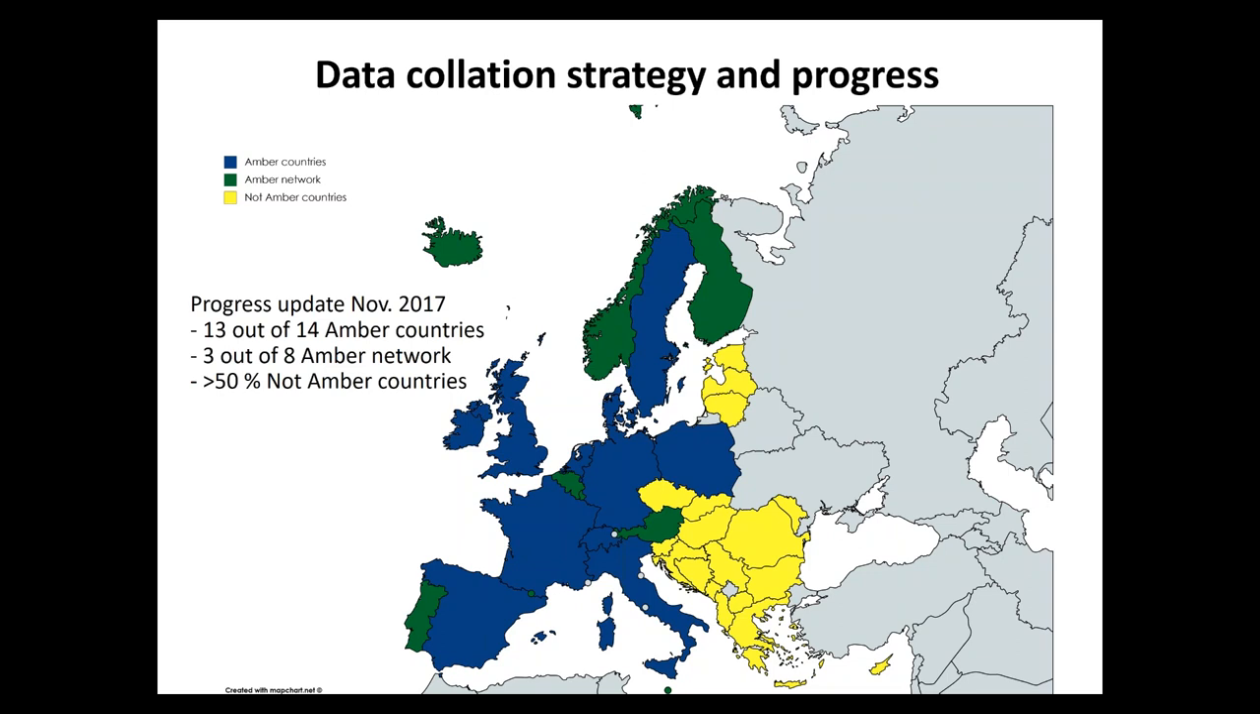The progress, updated to now, is that we progressed more than what we expected. We now have 13 out of 14 databases for the Amber countries. We collected 3 out of 8 databases for the Amber network, and we have collected more than 50% of the databases for the non-Amber countries.